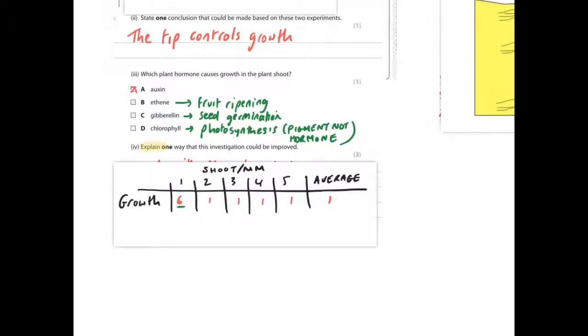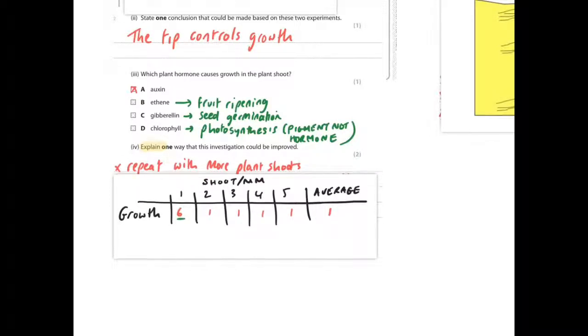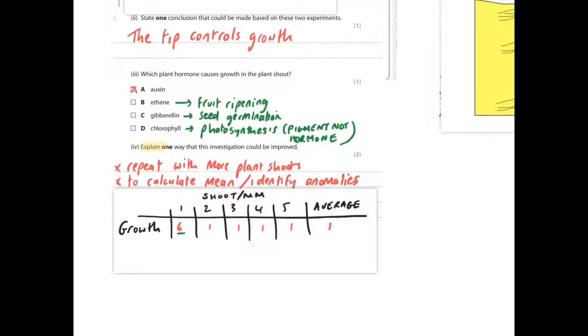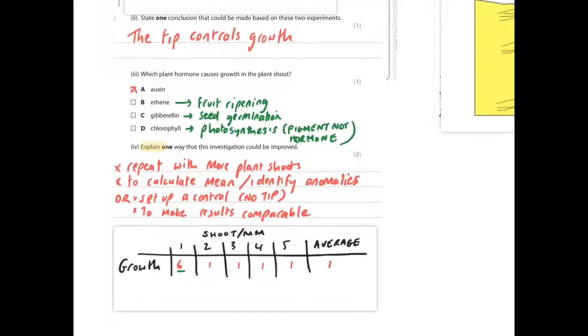Imagine you did one test and that was your answer, not knowing that if you'd done it a few more times you'd realise that's more accurate, that's really where the answer lies. So you would publish this and it'd be completely wrong or misleading. So you do a number of tests to find a reliable average. So how do you say that? You say repeat with more plant shoots to calculate the mean, either to work out an average or to identify anomalies. Another thing you could do is set up a control where there's no tip to make the results comparable. So to prove that without a tip, there is no growth.